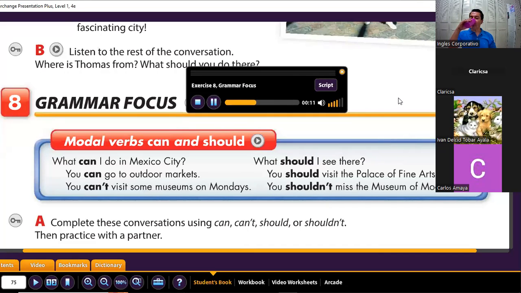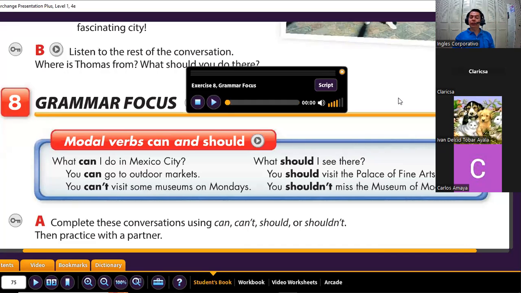What can I do in Mexico City? You can go to outdoor markets. You can't visit some museums on Mondays. What should I see there? You should visit the Palace of Fine Arts. You shouldn't miss the Museum of Modern Art.